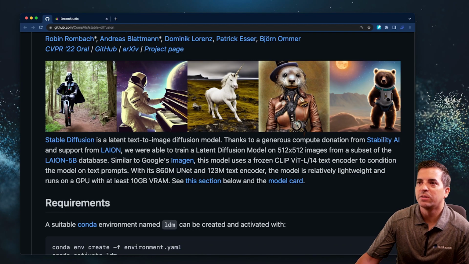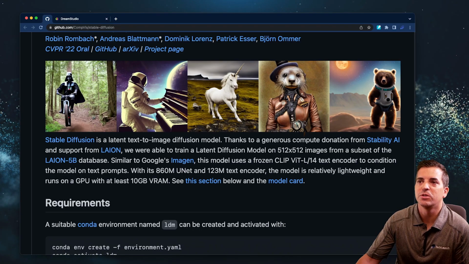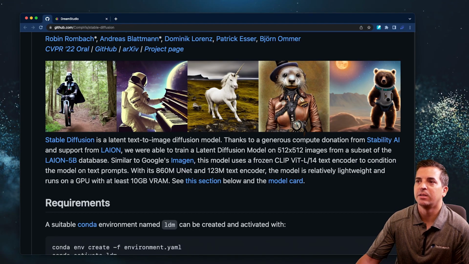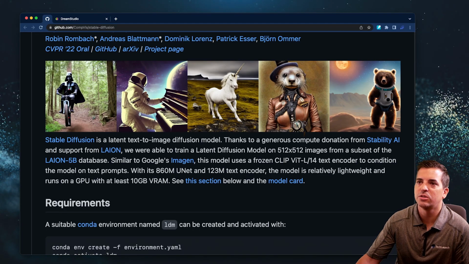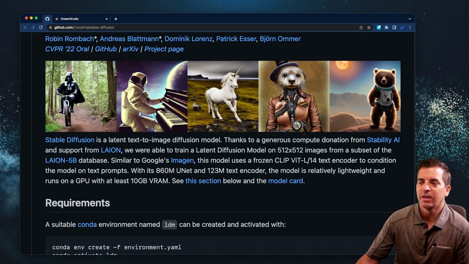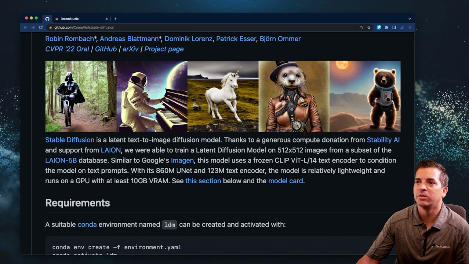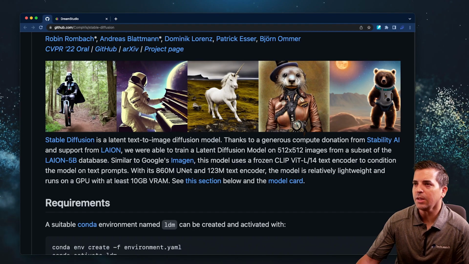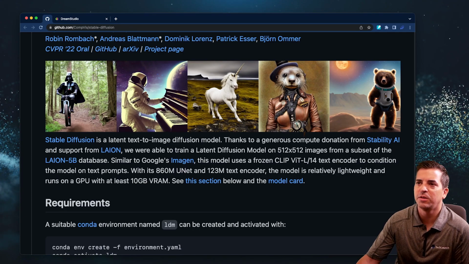Basically, one of the things it talks about here is that this particular platform, Stable Diffusion, is similar to Google's Imagen. It uses a frozen CLIP ViT-L/14 text encoder to condition the model on text prompts. Then it uses an 860 million parameter UNet and a 123 million parameter text encoder. The model is relatively lightweight and runs on a GPU with at least 10 gigs of VRAM.